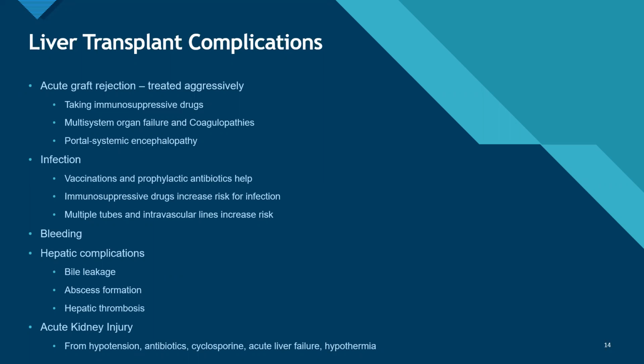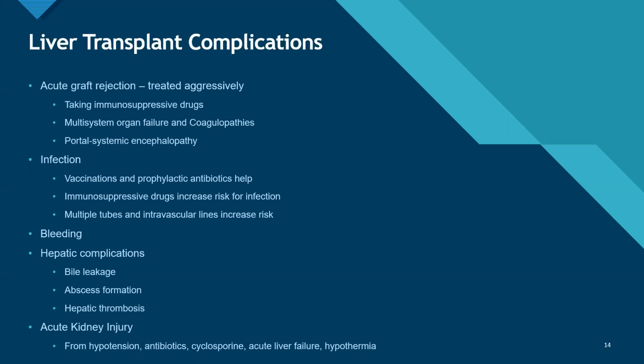Infection: vaccinations and prophylactic antibiotics do help. The immunosuppressant drugs they're on also put them at greater risk for infection. All those tubes and intravascular lines increase it, so the sooner they can get them out, the better. The Foley catheter, the central lines, if they happen to be intubated, the sooner you can get out any invasive lines, the lower the risk for infection.